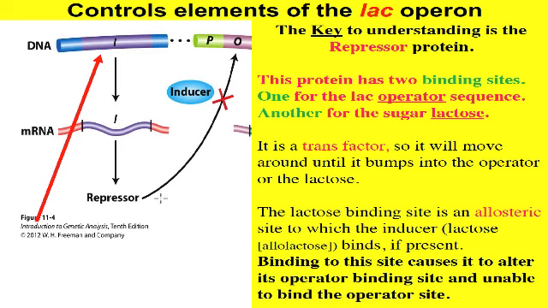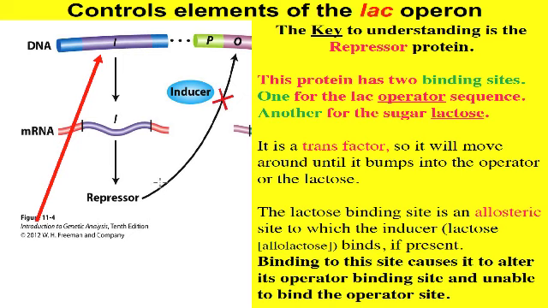So the repressor protein has two binding sites. As we said earlier, one of the binding sites on the repressor is for the operator sequence on the DNA. But there's another binding site on the protein. This protein repressor has a second binding site, and that binding site is for the sugar lactose, the subject of the Lac Operon. Because this protein is made by a ribosome and then released, it can diffuse through the cell and bind to any operator that it finds.